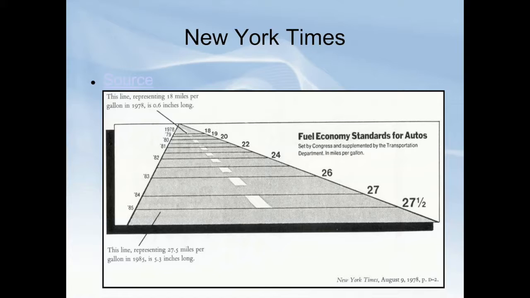Similarly, let's look at this picture of fuel economy standards from the New York Times. From 1978 to 1985, the fuel economy standards only increased by 50%. But because of the way this picture is shaped, the area at the earlier times looked much smaller than the area at the more recent times. This would tend to cause people to think the change was much greater than 50%.